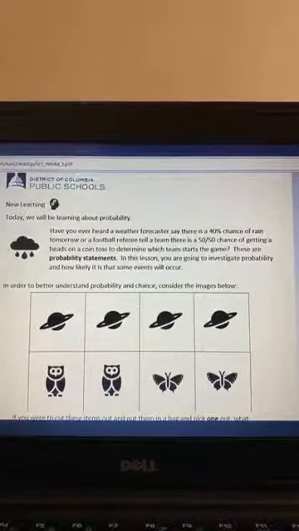All right, cool. It says, have you heard a weather forecast say there's a 40% chance of rain tomorrow, or a football referee tell a team there's a 50-50 chance of getting heads on a coin toss to determine which team starts the game? These are probability statements. In this lesson, you're going to investigate probability and how likely it is that some events would occur. All right?